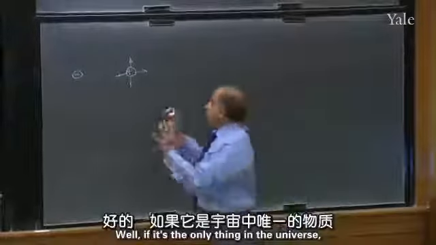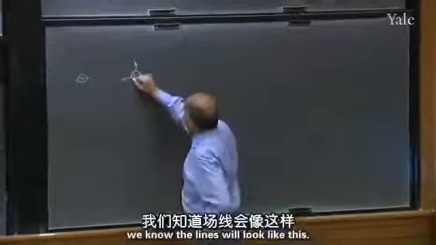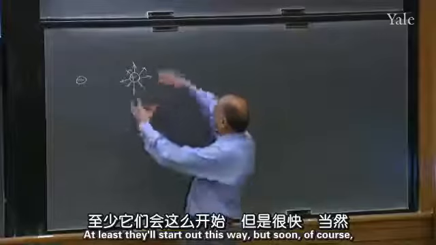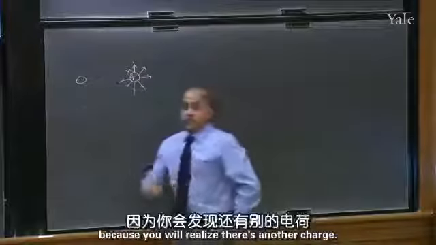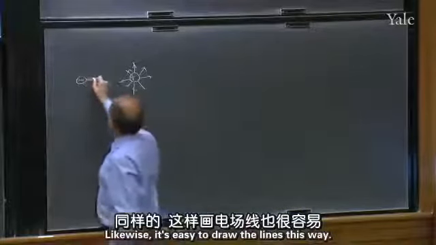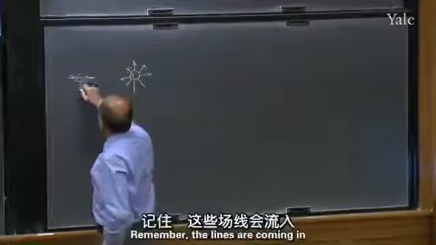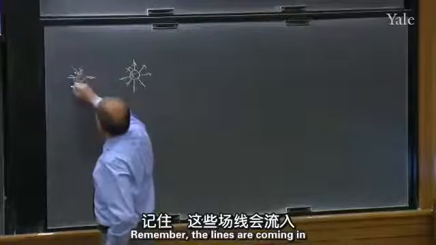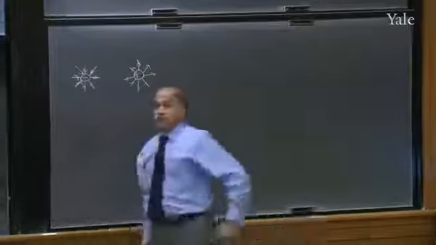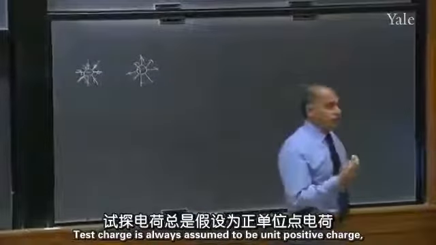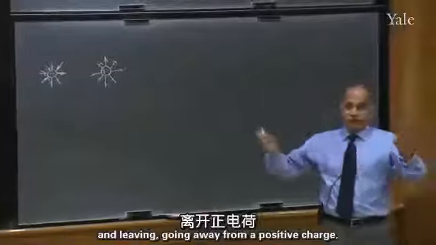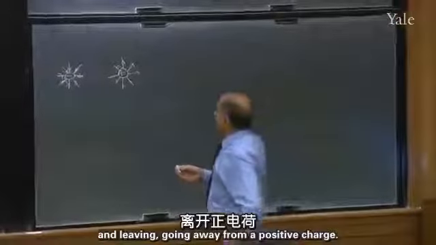Well, if it's the only thing in the universe, we know the lines will look like this. At least they will start out this way, but soon, of course, it won't go out this way forever because you will realize there's another charge. Likewise, it's easy to draw the lines this way. Remember, the lines are coming in because if you put a test charge, it'll be sucked into this. Test charge is always assumed to be unit positive charge. So the lines will be coming into a negative charge and going away from a positive charge.